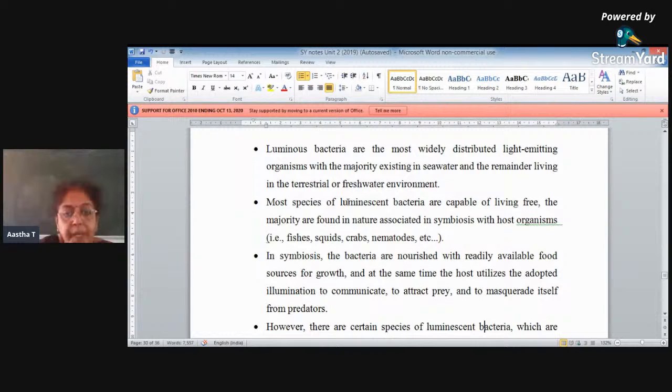Is that clear? See how interesting this relationship is. So symbiotic bacteria get the readily available food material from the fish, and what the fish get in return is that they use the bioluminescence property of these bioluminescent bacteria, and that bioluminescence helps in different tasks for the fish.